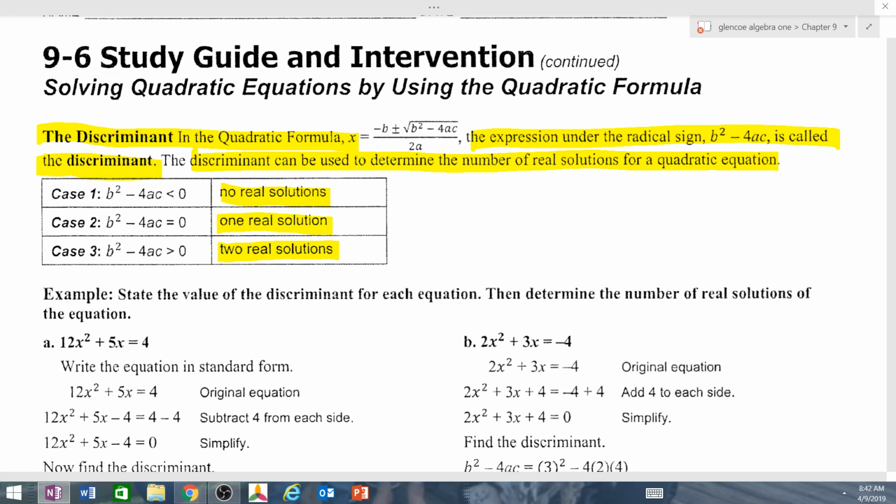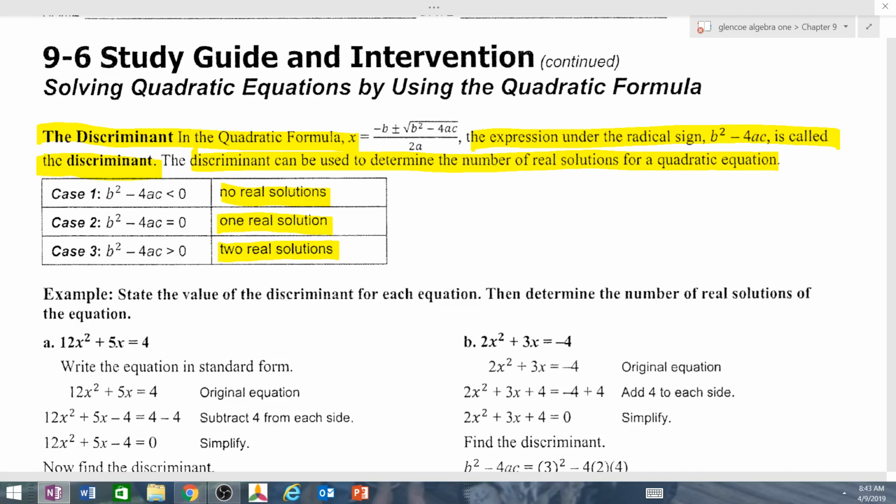The discriminant is the value of b squared minus 4ac. Now, b squared minus 4ac is under the radical. It is called the discriminant, and the discriminant is helpful. Why is it helpful? Because it determines the number of real solutions for a quadratic equation. So there are absolutely 3 different scenarios here, or cases.